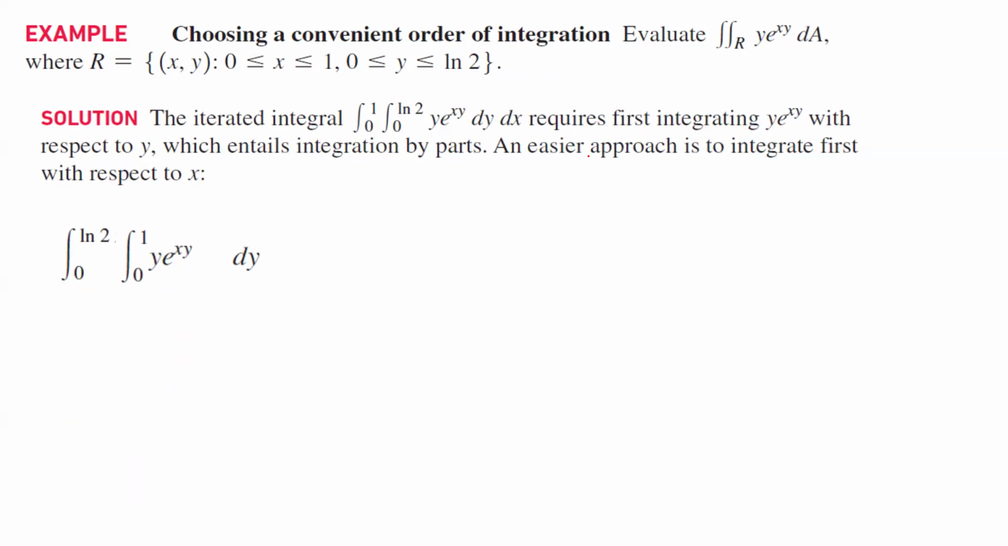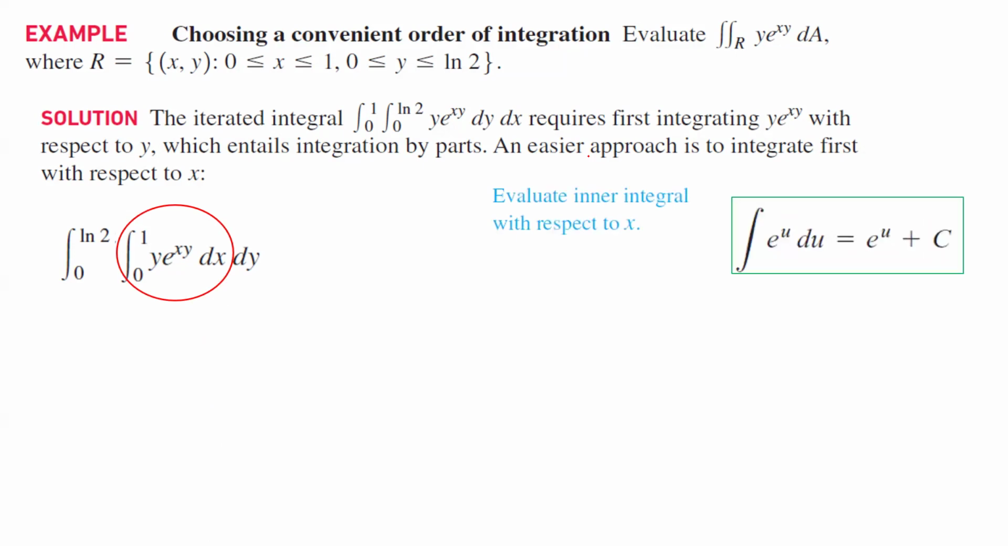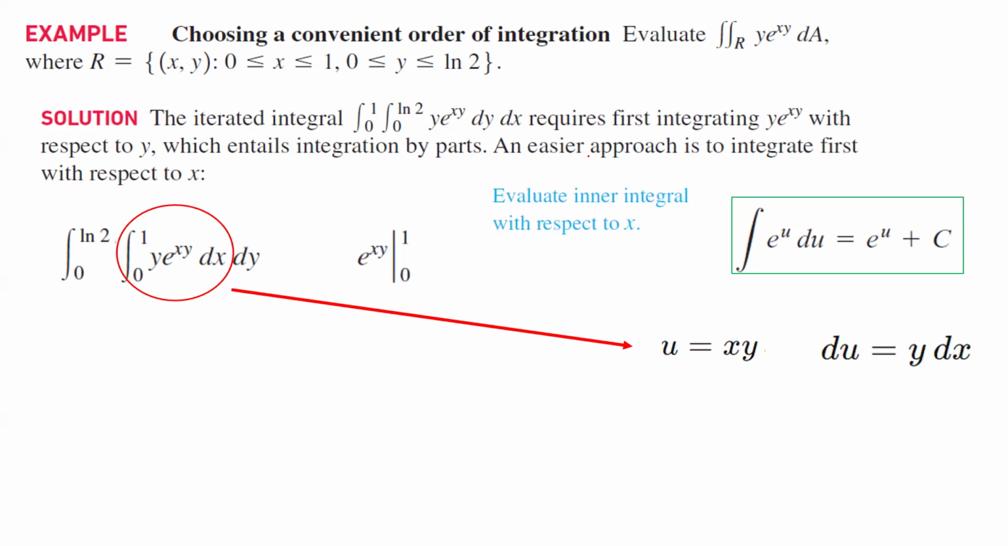So you have the integral of y e to xy dx. X is bounded between 0 and 1. Then you take the outer integral with respect to y. We're going to evaluate the inner integral with respect to x using the integral of e to the u du, which is e to the u. Take u to be xy, which is the exponent. Du is y dx, which you already have. So your integral is e to xy, and it's bounded between 0 and 1.